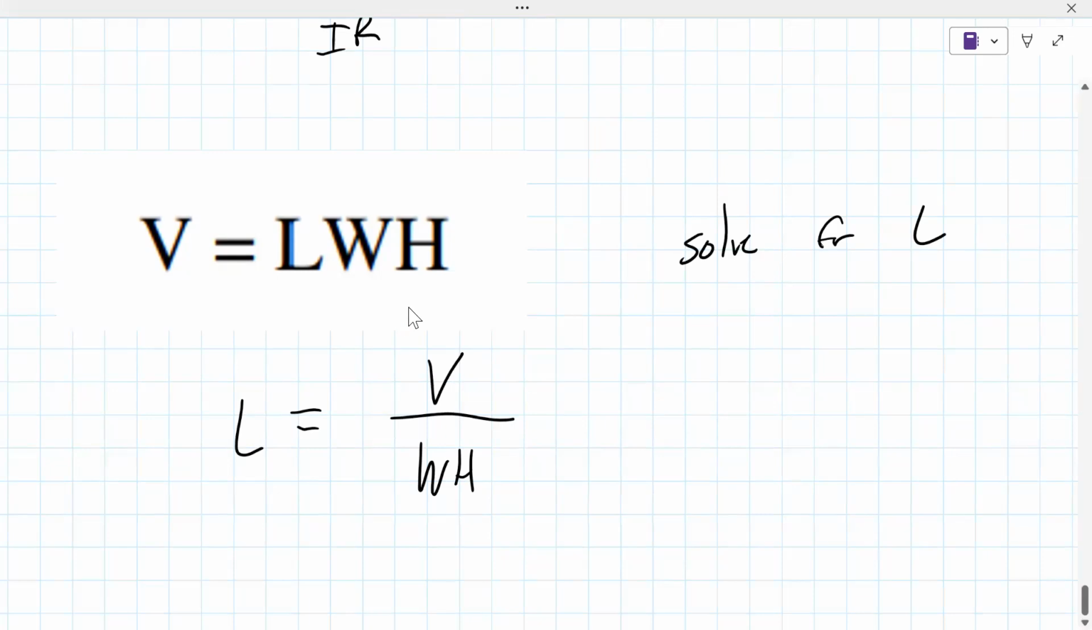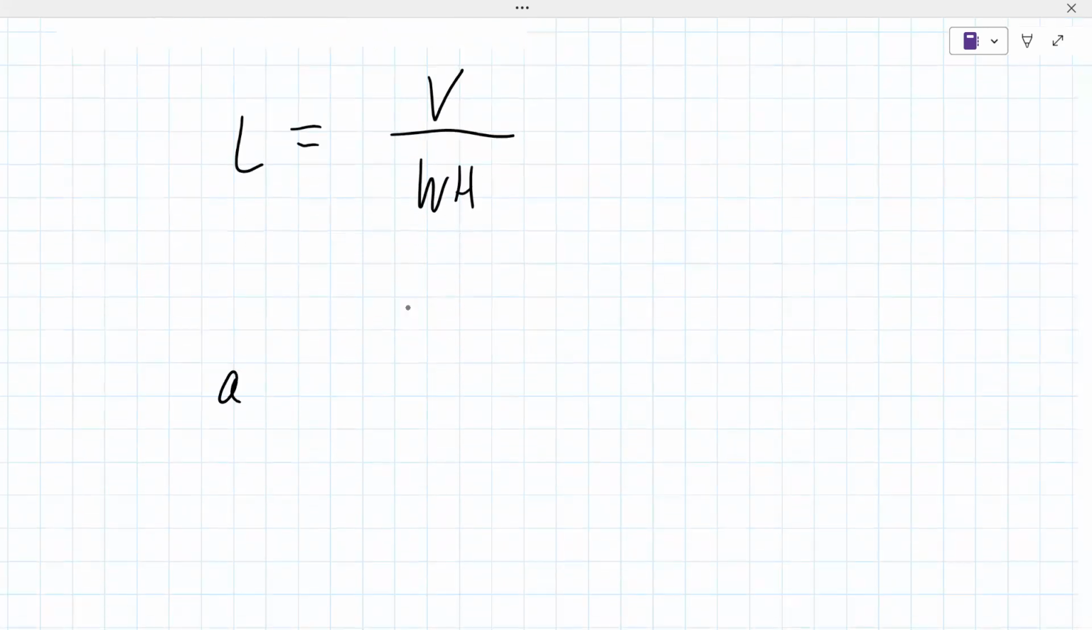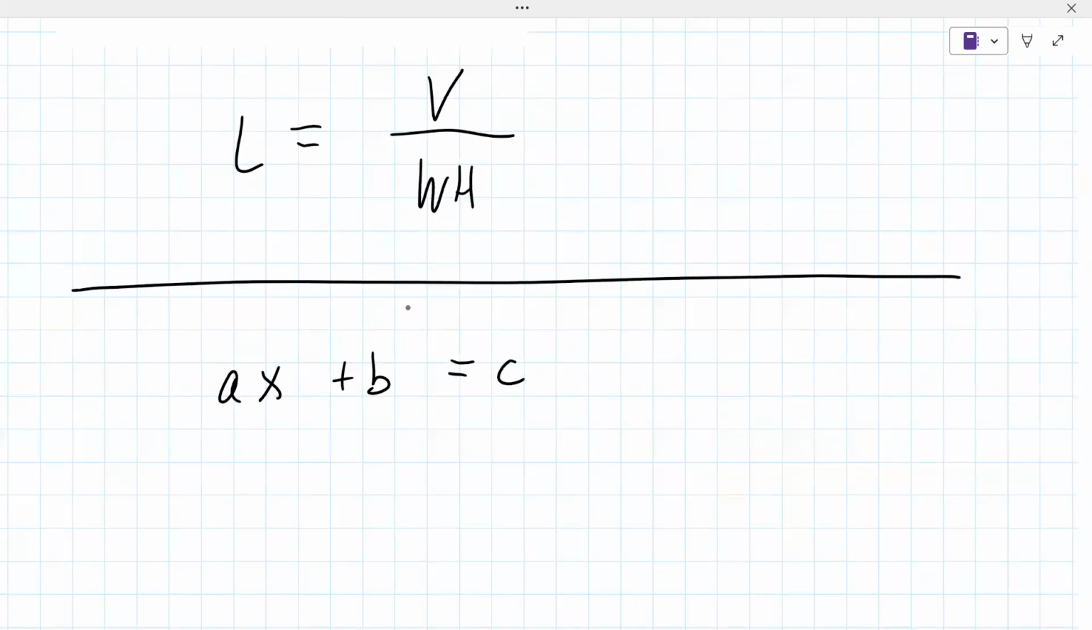So now let's try another one here. Let's say it's AX plus B equals C. And this time you want to solve for X. Okay, so you're going to undo the B, then you're going to undo the A. First, undo the B. How do you get rid of the B? You subtract B by A or C?